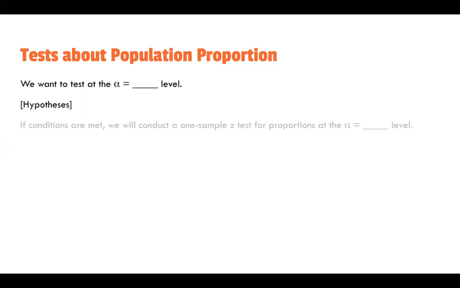After that, you test the conditions. You say if conditions are met, we will construct a one sample z-test for proportions. That's what you write at the alpha equals blank level. You might repeat it, but it's better to say it twice than never say it at all.